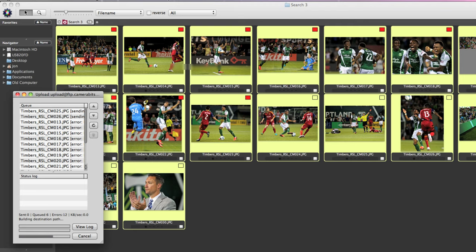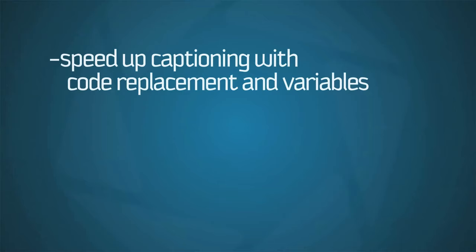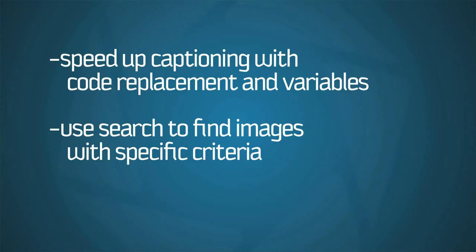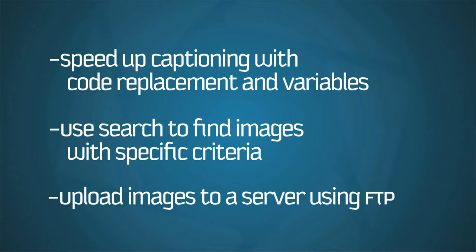And there you have it. We used variables and code replacements to handle big jobs quickly. Then we searched for a smaller set of our photos and uploaded them to somewhere on the internet. We've just scratched the surface of variables and code replacements here. You can use these tools in countless ways in Photo Mechanic to save time and keep your photos organized.